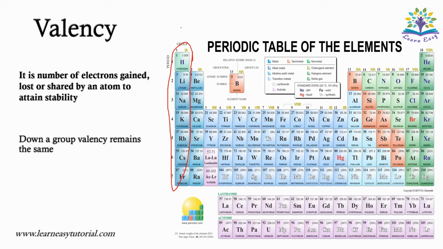For example, the first group will have valency 1, the second group valency 2, the 13th group valency 3, and the noble gases have valency 0 as they do not take part in chemical reactions, and so on. Across a period, the electronic configuration differs and therefore the valency varies.